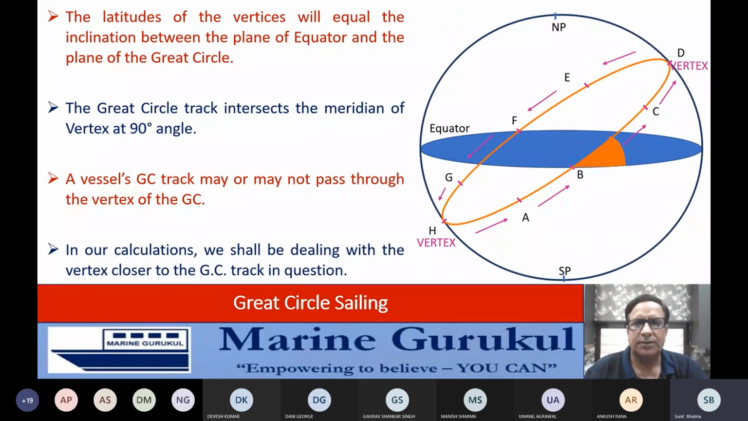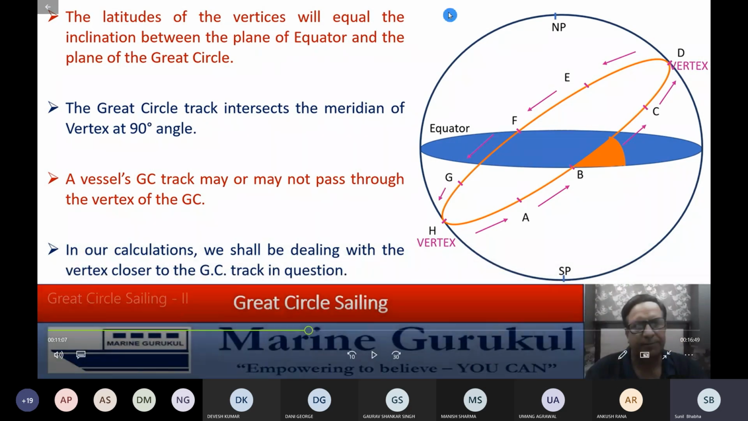In our calculation, we shall be dealing with the vertex that is closer to our great circle track. So if it lies within the track, obviously that's the closest one. If it does not lie within the track, then our interest would be in the vertex that is closer to our track.